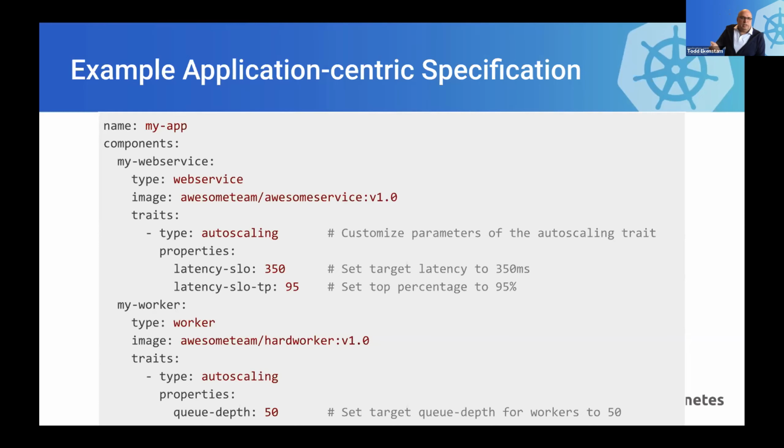The traits might be, for example, auto scaling based on some SLO that the application has. You don't really want to think in terms of replicas, right? That's a little bit meaningless from an application perspective. You may just want your application to maintain a certain service level agreement or service level objective. So this shows how you might define a TP95 of 350 milliseconds or less. But then you might have a different component with different requirements, where you want to scale based on queue depth. A lot of these are application properties, not properties of the infrastructure itself.